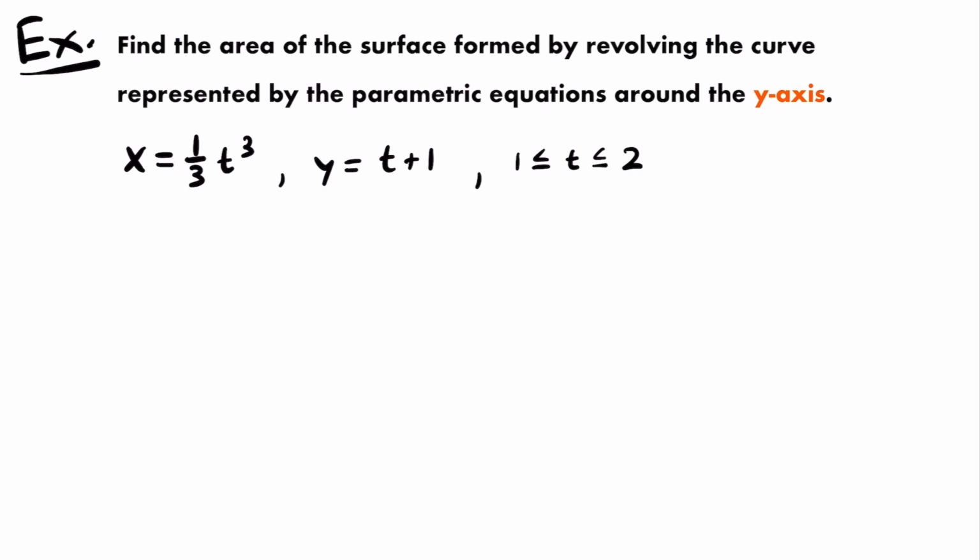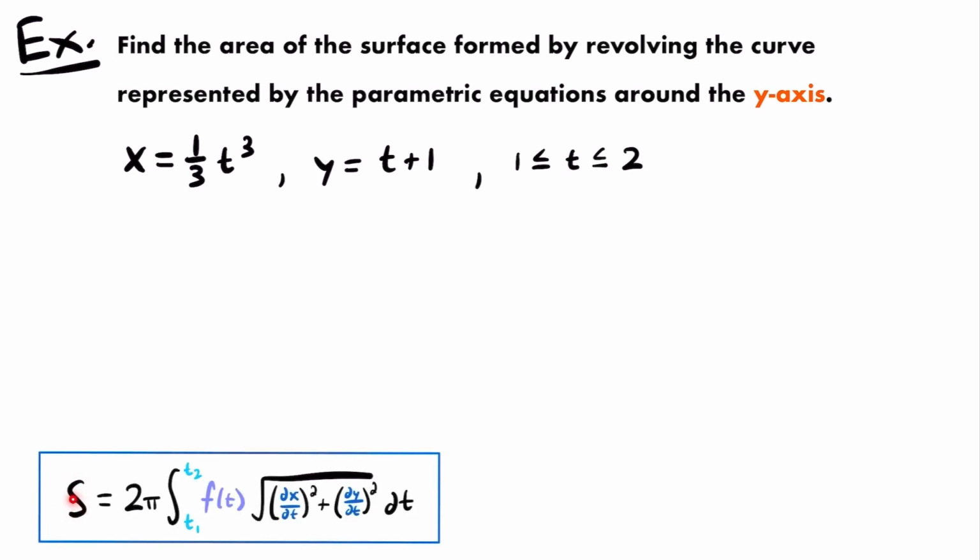All right, now if you want to calculate the area of a surface of revolution formed by revolving a curve around the y-axis, you need to use a slightly different formula than what you use when revolving around the x-axis. In this case, the area of the surface will be equal to 2 pi times the integral from t sub 1 to t sub 2 of f of t times the square root of dx dt squared plus dy dt squared. All right, and then don't forget about dt.